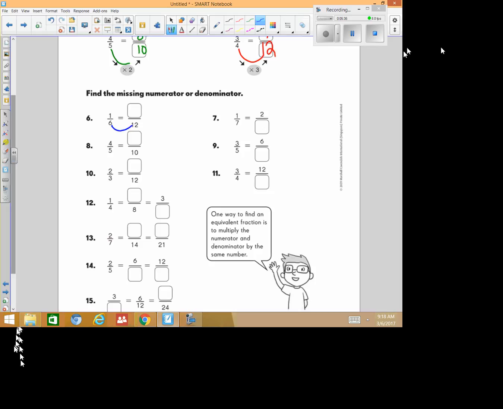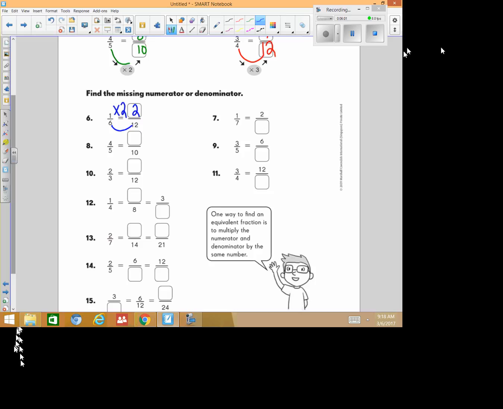That is right. 6 times 2 gets me 12. Do you agree? Yeah? So then I have to multiply this top number times 2. So raise your hand when you know what my new top number is. Raise your hand when you know. Avery? 2. 1 times 2 is 2. Also, there's a different way to do it. Look.